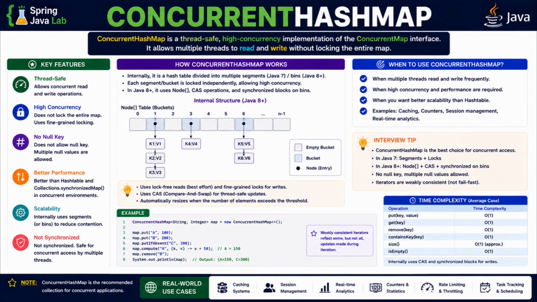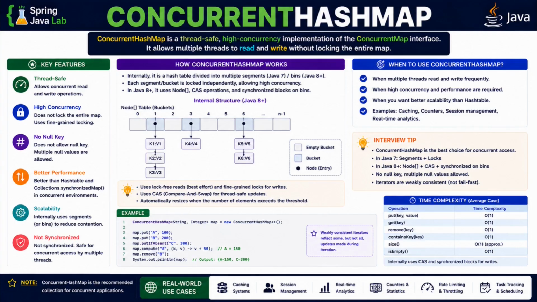Here's an interview tip. Don't use ConcurrentHashMap just because it's thread safe. Use it only when multiple threads actually access the same map. Otherwise, HashMap is usually the better choice because it has less synchronization overhead. A simple rule. HashMap for single-threaded scenarios. ConcurrentHashMap for concurrent access.